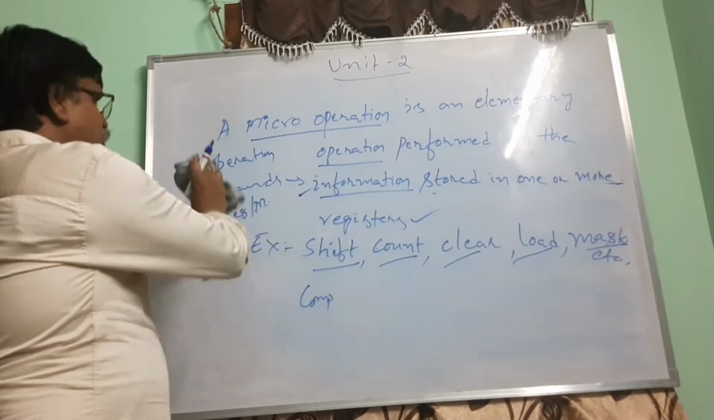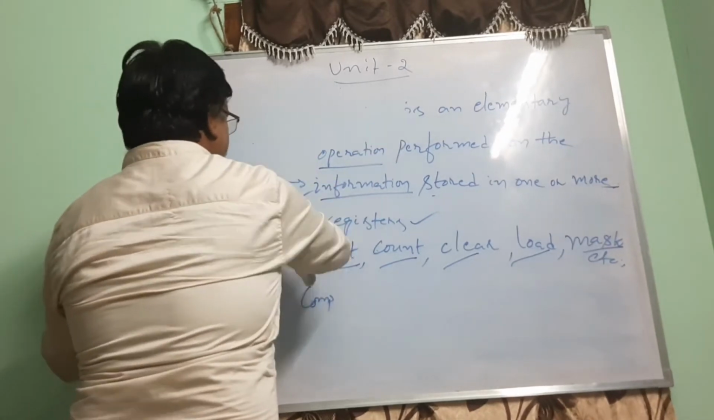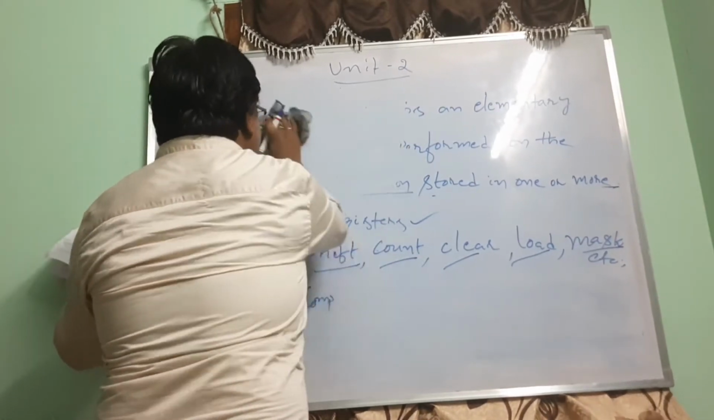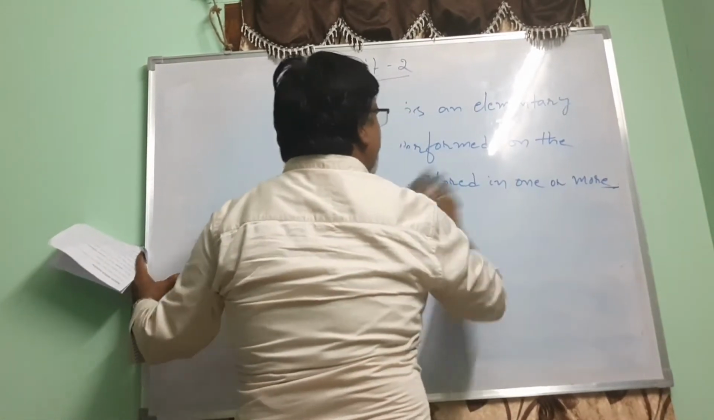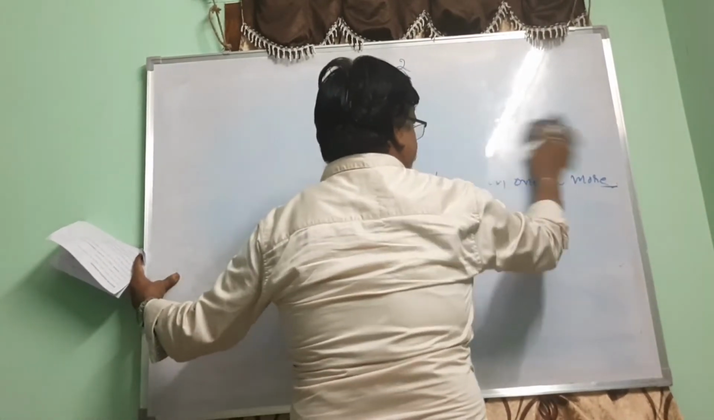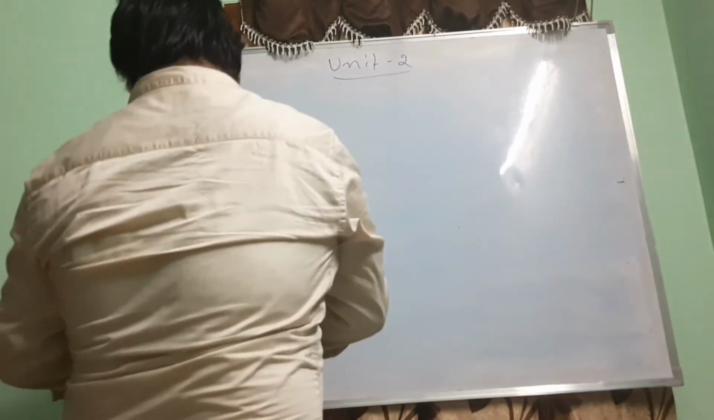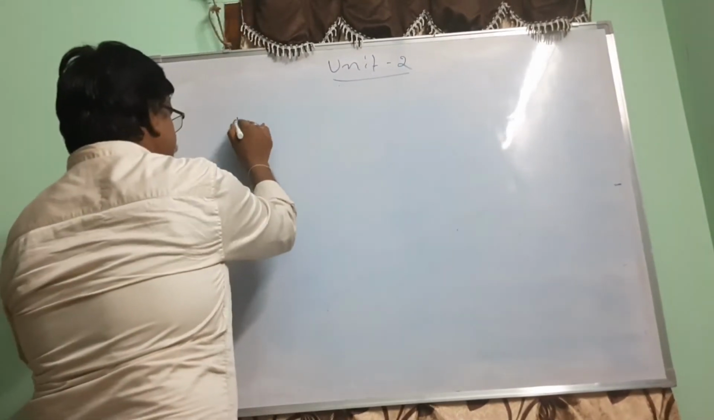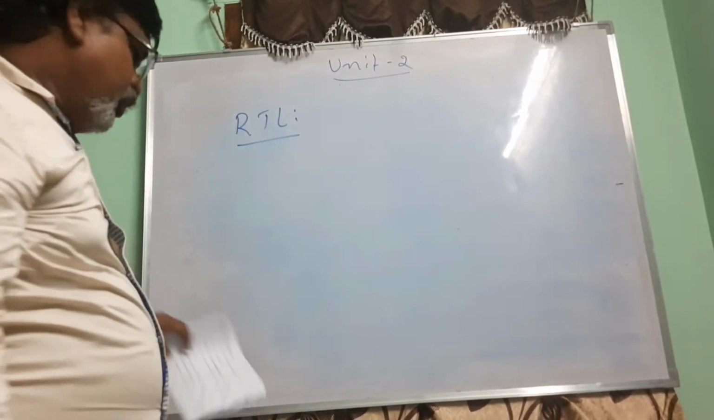So one part of our unit, that is micro operations, is done. Now what is the second part? In the title of our unit, it is given RTL and MO, that is register transfer language and micro operations. Now, RTL. So what is RTL?